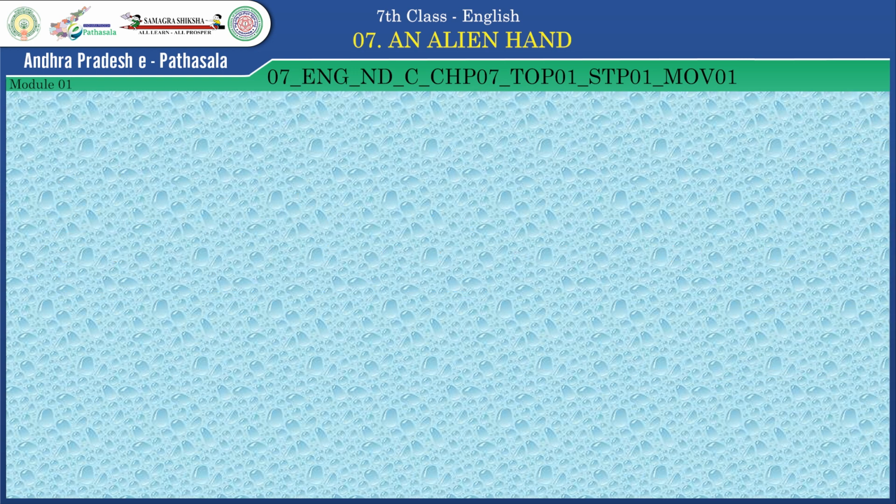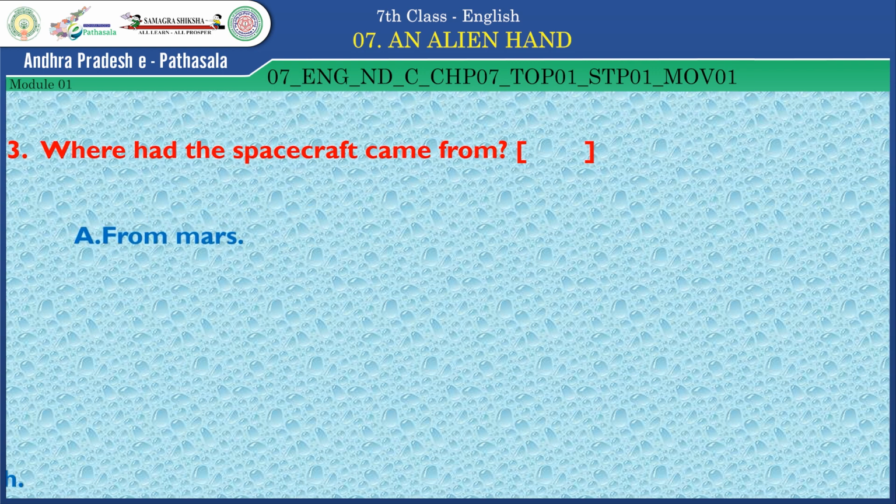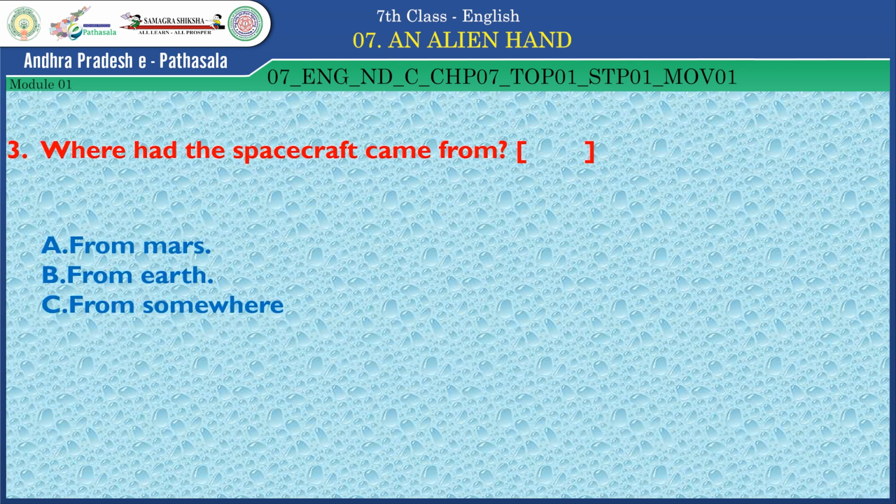Question number 3. Where had the spacecraft come from? Option A. From Mars. Option B. From Earth. Option C. From somewhere. Which one is the correct answer? Yes, you are right. The answer is option B.